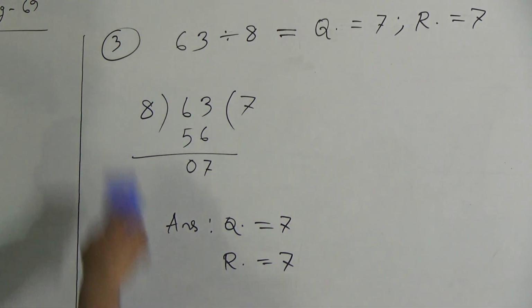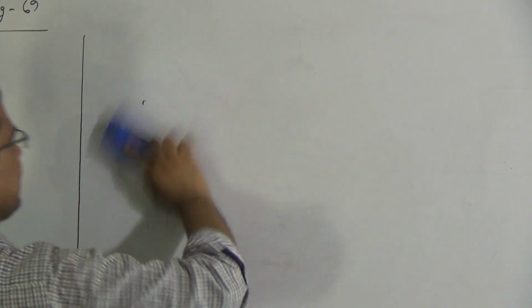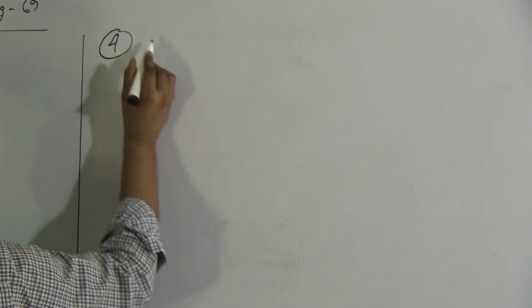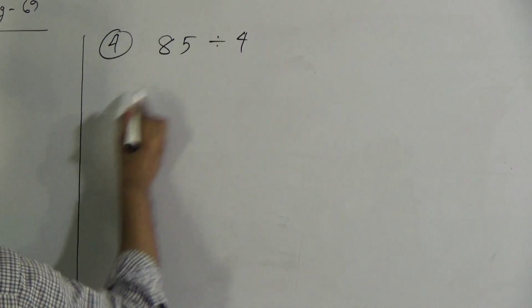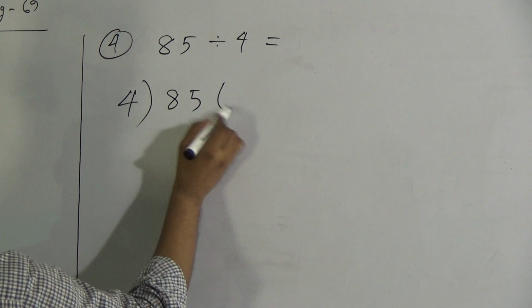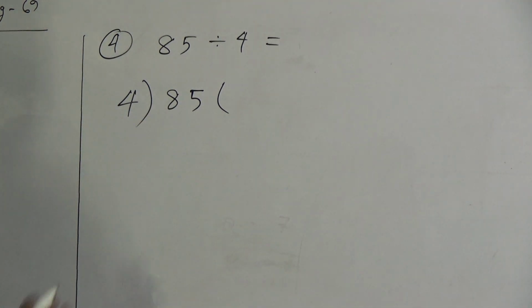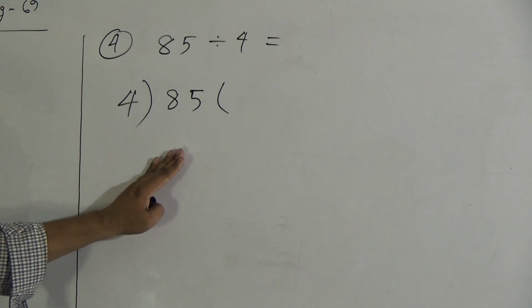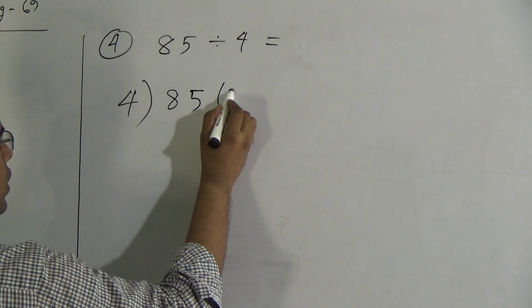Now we will do number 4. 85 divided by 4 equals what? Dear students, we will follow 2 steps here. In the first step, we will divide 8 by 4. In 8, how many times can we give 4? 4 1s are 4, 4 2s are 8, but 4 3s are 12, which is greater than 8. So we can give 2 times, 4 2s are 8.